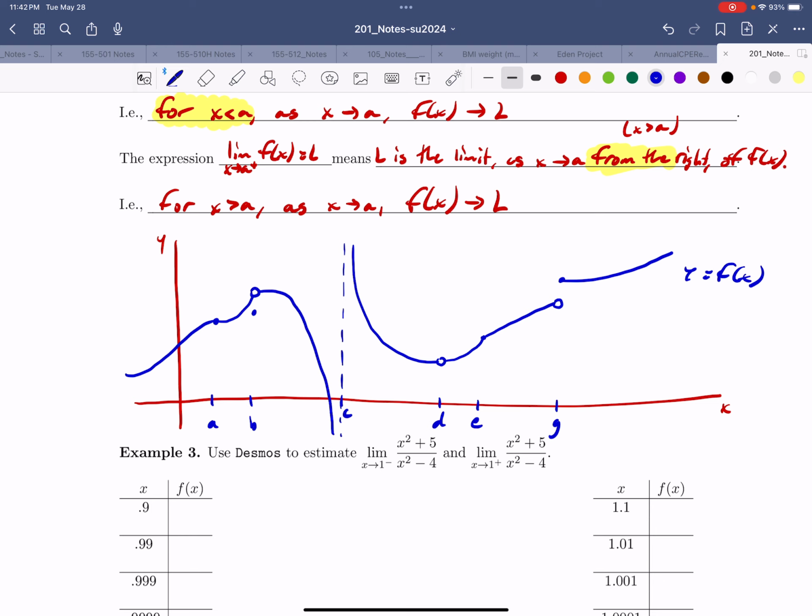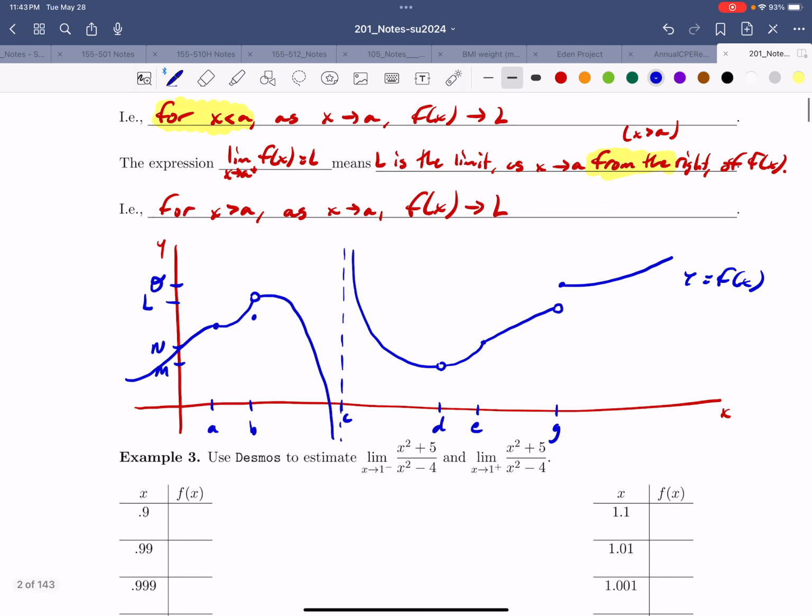I've got a couple of interesting values here. I'll call this value capital L. This will be capital M. Maybe this will be capital N. And maybe this will be capital O. Okay, so let's take a quick look. We're going to look at the left-hand and right-hand limits, okay?